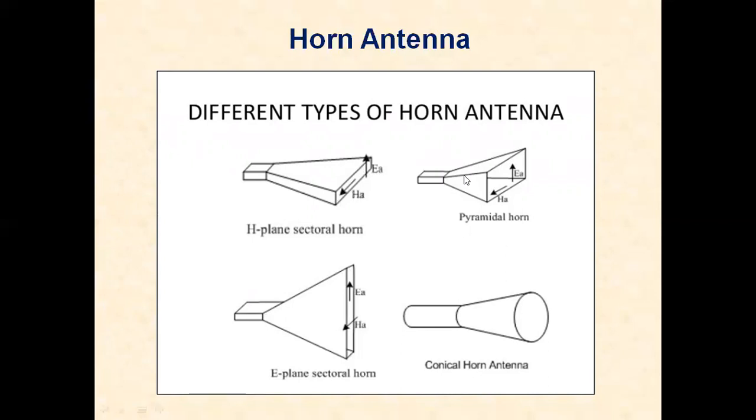Now we have the pyramidal horn. The pyramidal horn is the horn which is flared out in both the directions. So this is horizontally flared out. This is vertically also flared out. So then it becomes the structure pyramidal horn. If the flaring is done only horizontally, we call it H-plane sectorial horn. If the flaring is done only vertically, we call it an E-plane sectorial horn. If the expansion is done both horizontally and vertically, we call it a pyramidal horn.